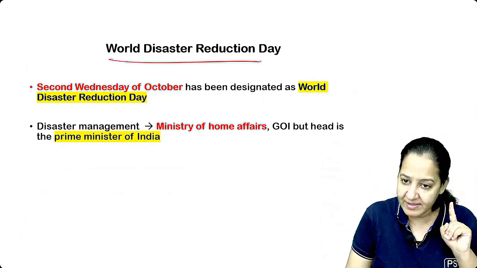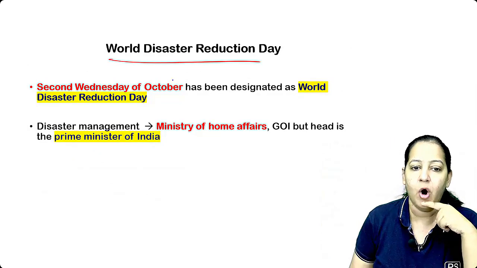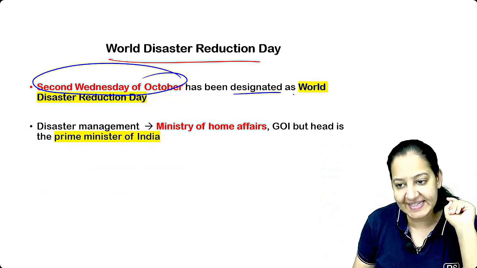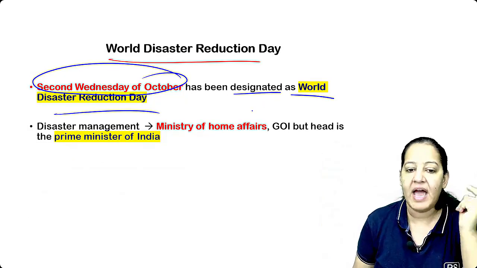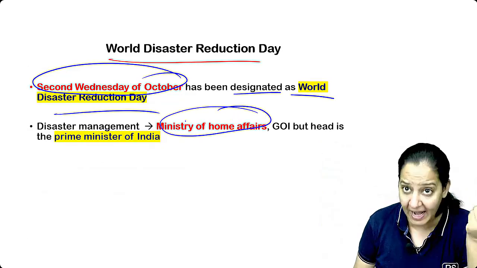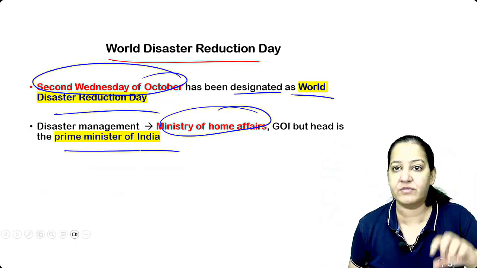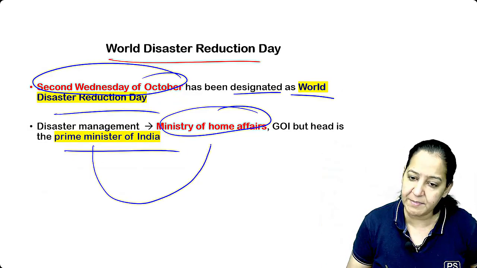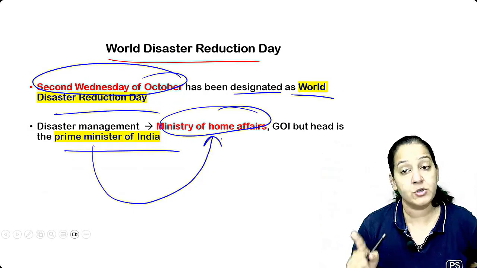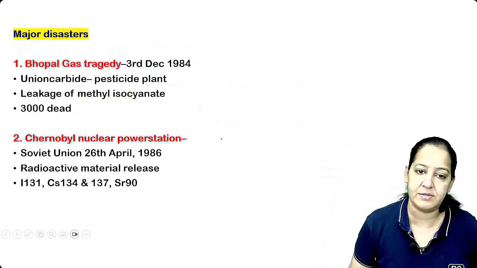Anyways, World Disaster Reduction Day is celebrated every year on the second Wednesday of October. The disaster management ministry is the Ministry of Home Affairs. The head of the committee is directly the Prime Minister of India. So whatever instructions are given by the Prime Minister to the Ministry of Home Affairs will be followed. It's an emergency condition. I hope you all got it.